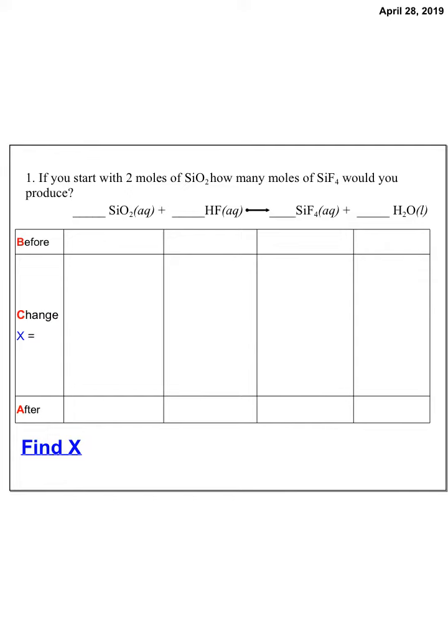If you start with 2 moles of SiO2, how many moles of SiF4 would you produce? So step 1, we got to balance this equation. Don't worry, guys, I got this one. 1, 4, 1, 2. Okay, step 2 is we have to look at what's given. And in this case, 2 moles of SiO2 is what's given. And we need to convert it to moles.